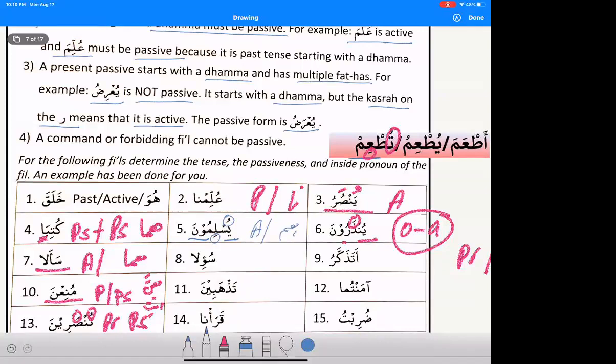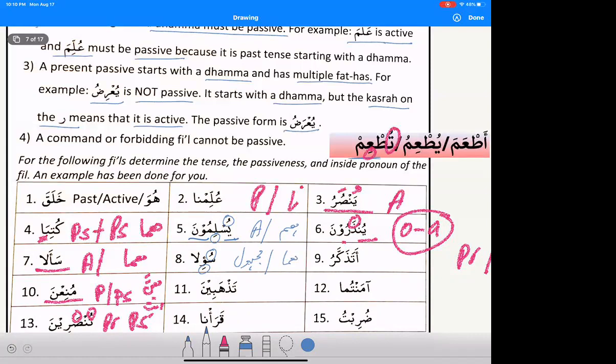Now su'ila. Passive. Majhul. Yes, because the u and e sound is telling me that this is majhul. And what is the na'ib fa'il? Huma. Huma is the na'ib fa'il.